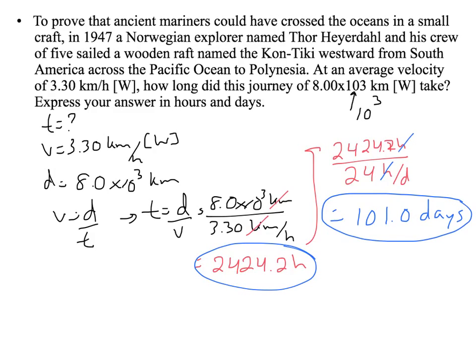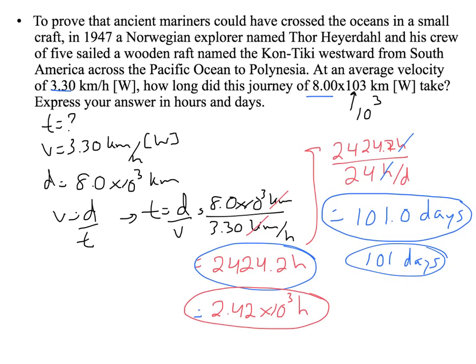Now, we should actually put this into proper scientific notation and proper sig digs. We have 3 sig digs there, 3 sig digs there. Therefore, let's put our answers into sig digs. So we have 2.42 times 10 to the 3 hours. And, well, that one actually is all right. 101 days.